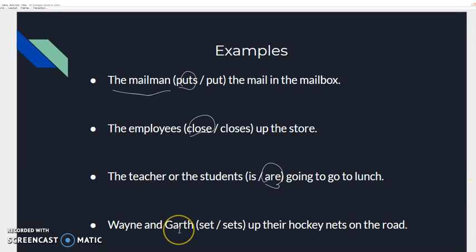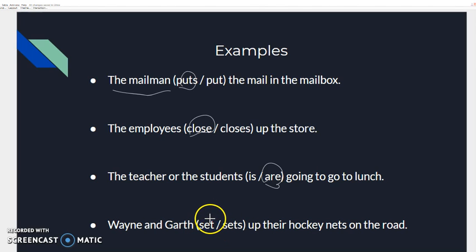The last example is "Wayne and Garth blank up their hockey nets on the road." Now, Wayne and Garth is a plural subject, as it is using "and." So we will be picking "set." Since it's plural, we will be using "set," which is the plural version of the verb "sets."